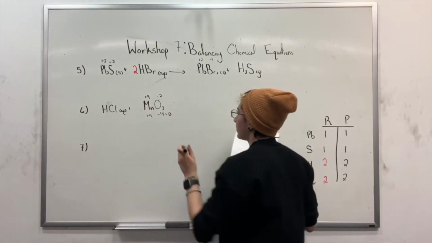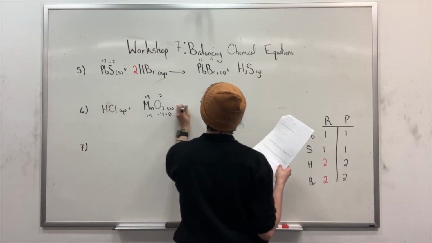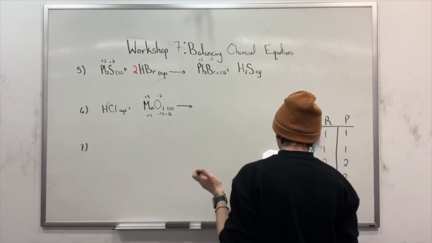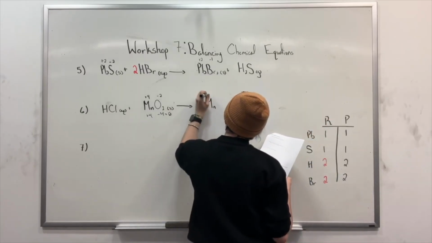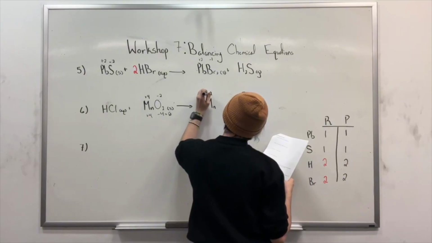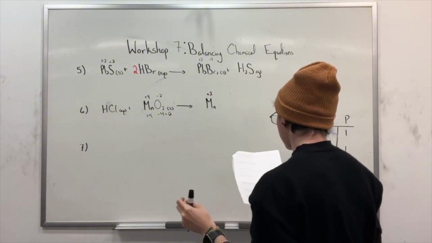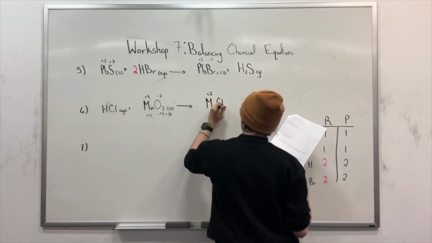And they tell us that is a solid. Now on to our products. It forms aqueous manganese 2 chloride. So again, that manganese now has a +2 charge. It became more negative. Manganese chloride, which means it's going to bond with chlorine.